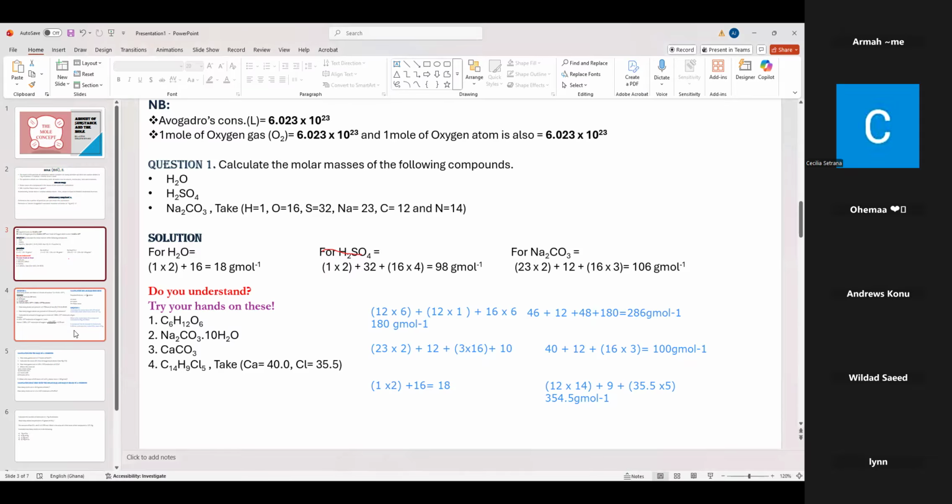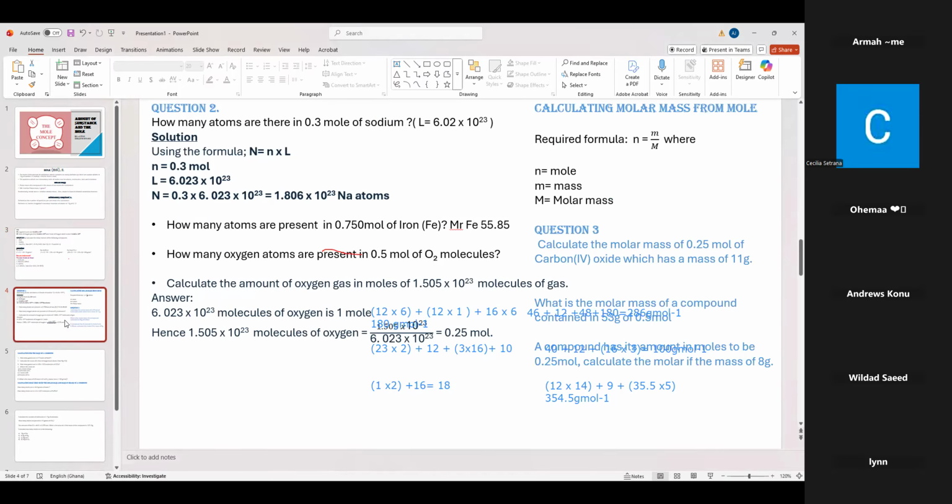Now we'll move on to calculating, so now we are going to use whatever formula I stated initially in slide 1 about the Avogadro's constant.